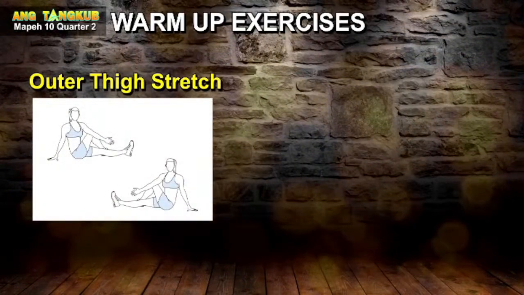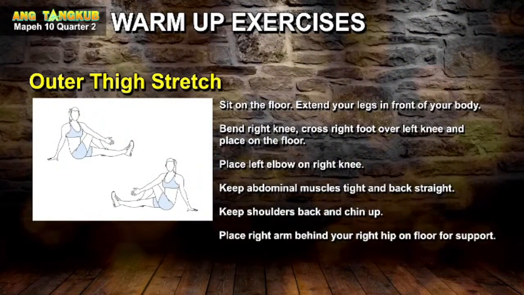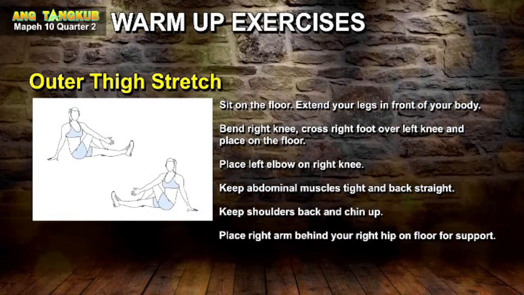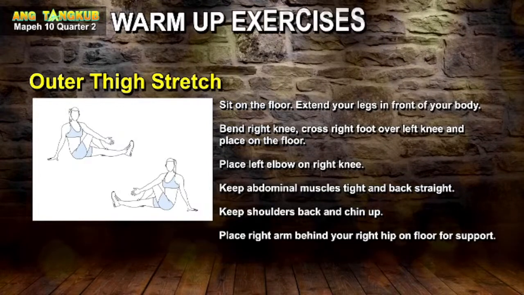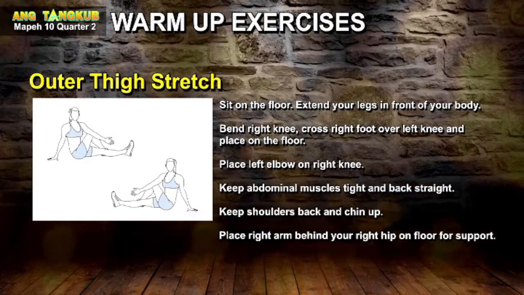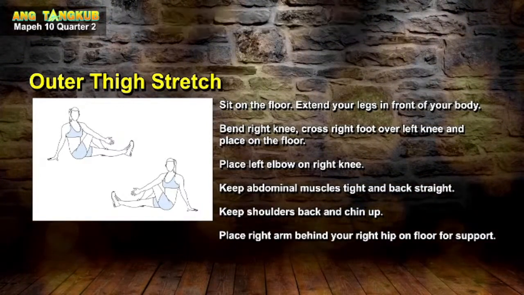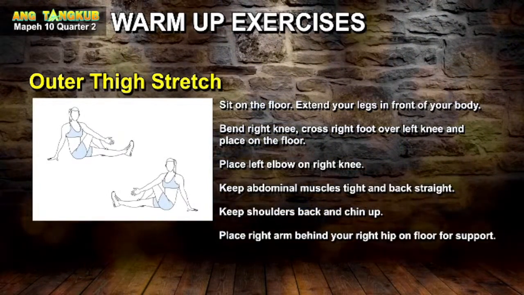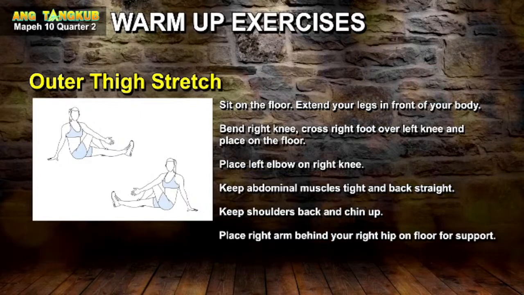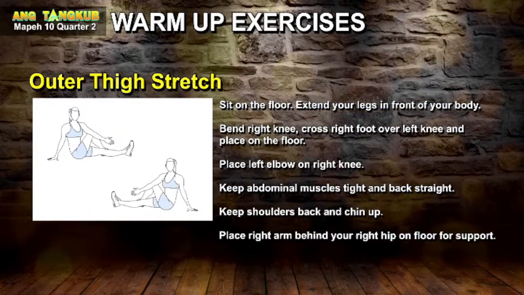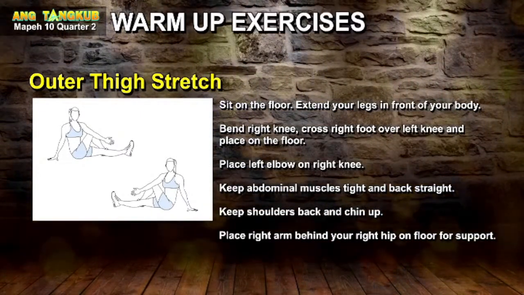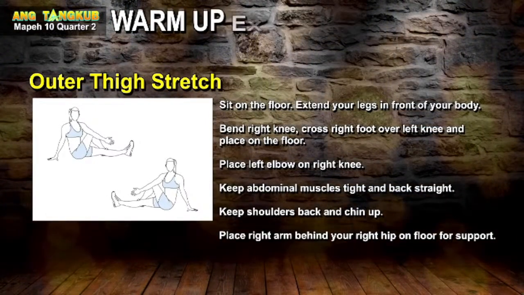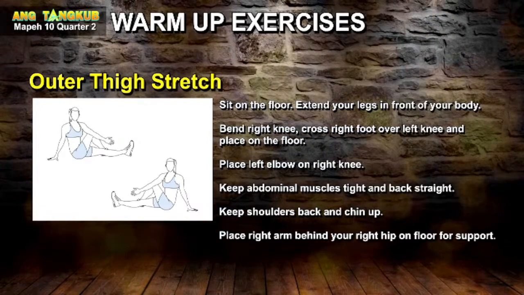Outer thigh stretch. Sit on the floor. Extend your legs in front of your body. Bend right knee. Cross right foot over left knee and place on the floor. Place left elbow on the right knee. Keep abdominal muscle tight and back straight. Keep shoulders back and chin up. Place right arm behind your right hip on the floor for support.